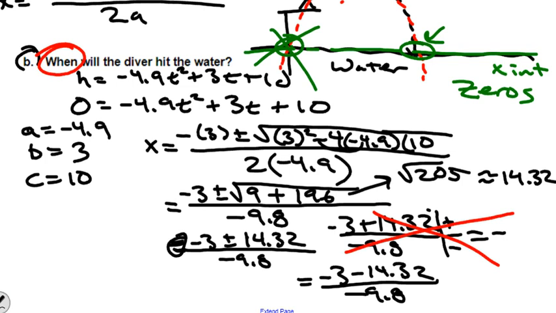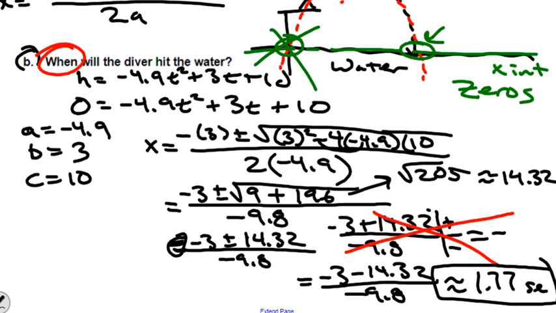All right, so let's do that. So I'm putting this in my calculator right now. 3 plus 14.32, divided by 9.8. So this is going to give me approximately 1.8077 seconds. All right, and so that is my answer here.